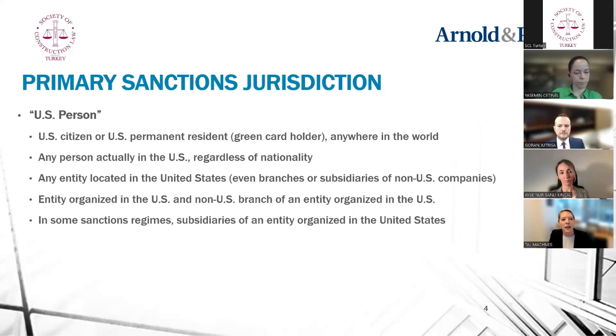They apply to any person that's in the United States, regardless of nationality. So if you're a Turkish citizen working from New York for one particular week on a project that is based in Russia, the sanctions will apply to you while you're in the United States, regardless of your nationality. In terms of entities, primary sanctions apply to any entity that's located in the United States, any entity that's organized in the United States, and non-US branches of entities that are organized in the United States. In some sanctions regimes, US persons is even broader than that and applies to subsidiaries of entities that are based in the United States. We can go to the next slide.